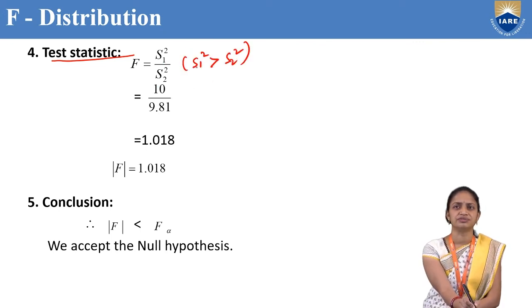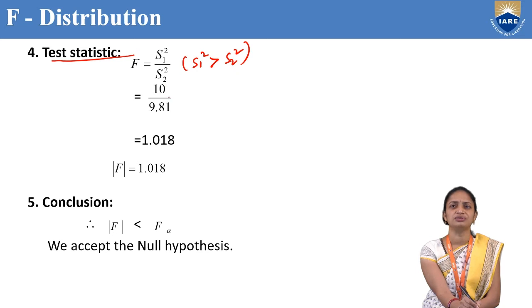That is, S1 square value 10 goes in the numerator, and S2 square, the smaller value, goes in the denominator, that is 9.81. So 10 divided by 9.81 we will get 1.018. This is the F value, but we need the modulus of F value, modulus of F equal to 1.018.